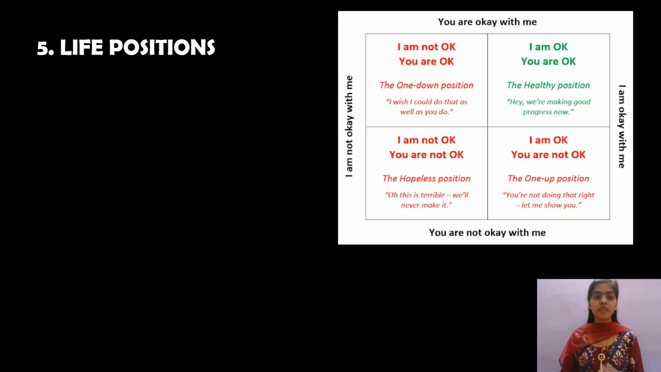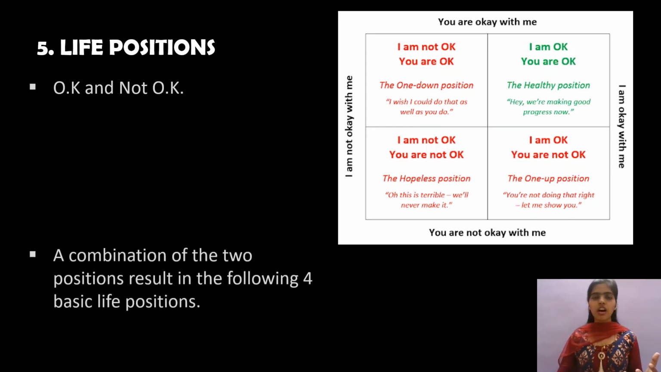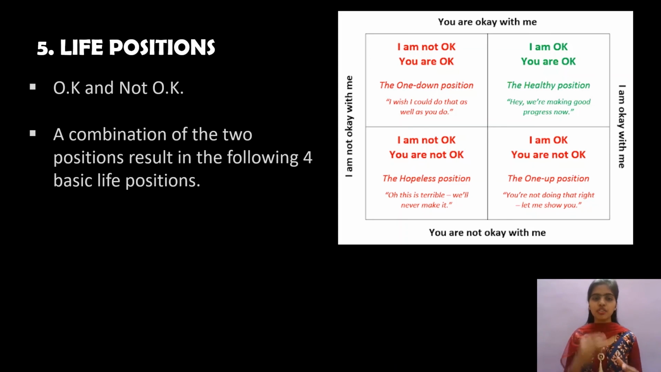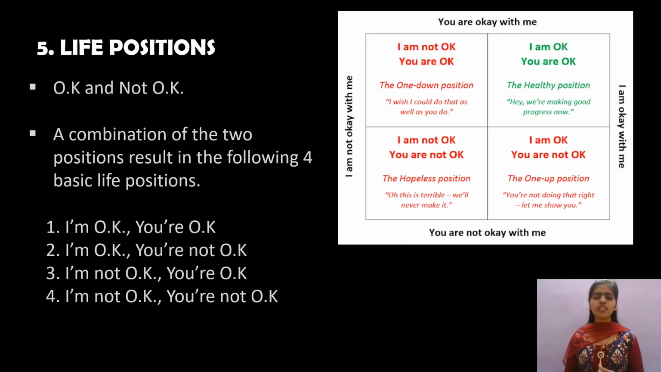So moving on, we come to the last one, which is life position. There are two positions that all individuals generally stay in. Either they are okay or they are not okay. A combination of these two positions can result in four possible life positions. This applies when it comes to interaction with people, work relationships or any kind of relationship. The first one is I am okay, you are okay. It's called the healthy position, because both of them have worked a way around each other, and they're able to make good progress as a team. They're able to work with each other. Both of them are okay with each other. That's the I am okay, you are okay position.